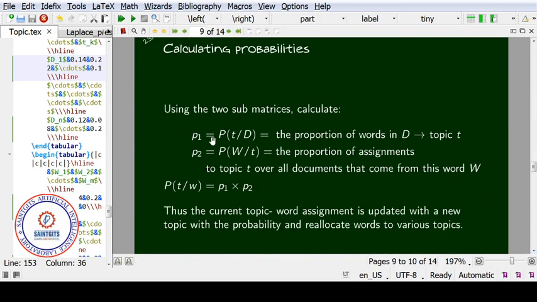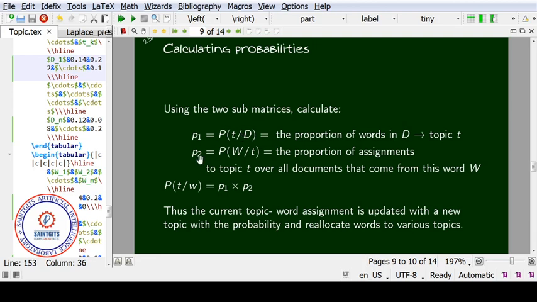The P1 can be calculated like this. P1 is equal to capital P of T given D. This is the proportion of words in a particular document D that are assigned to a topic T. We consider a document, that means the resume of the first person, and from that document how many words are assigned to T, that proportion. Suppose from the document D, the first person's resume, 5 words are assigned to topic 1, then 5 by the number of words in D1. Suppose it is 200. 5 by 200 is the probability P1.